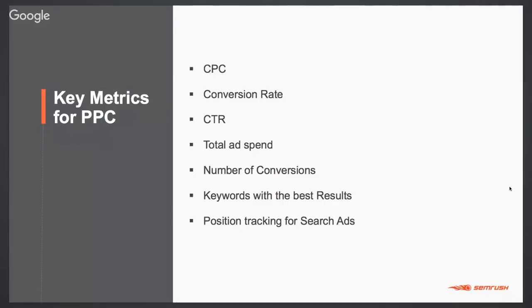If we turn to PPC, if you're doing some PPC campaigns, it's also dependent on what kind of strategy you are having with your client, what you focus on, what your goals are. Is it traffic, or is it conversions? Is it some goals, or maybe some action or something else? This can be metrics like CPC, CTR, total ad spend, number of conversions, keywords with the better results, and of course, conversion rate. And also in the Position Tracking tool of SEMrush, you can track not only your organic results, but your paid results as well.